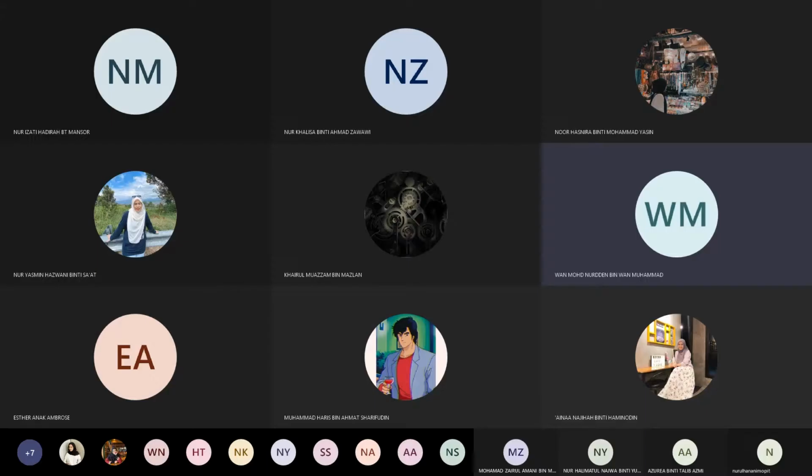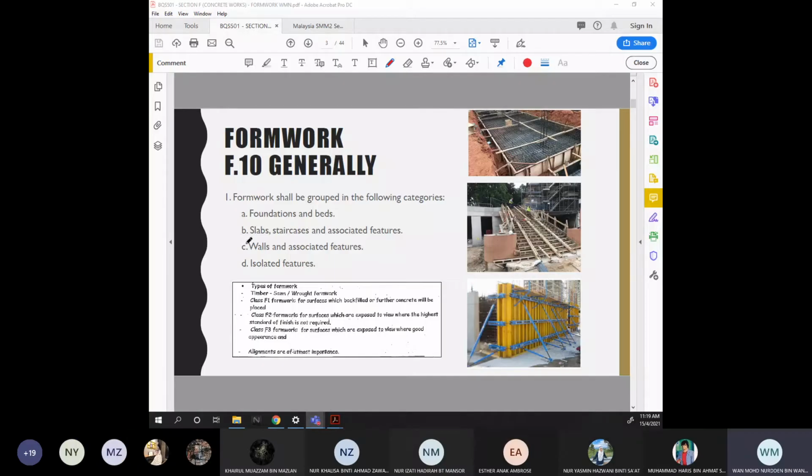Formwork shall be grouped in the following categories. A. Foundation and beds. B. Slab, staircase and associated features. C. Walls and associated features. And D. Associated features. Maksudnya kita kena asingkan according to all of this location of the formwork, whether it is foundation or bed, slab, staircase and associated features, walls, dinding, or any kind of associated features. It can be associated beam, associated column, and others lah.